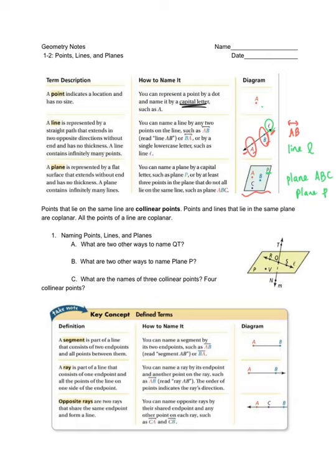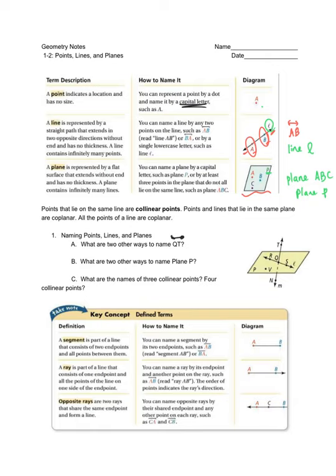It says, what are 2 other ways to name line QT? So let's go ahead and put our line above that. Okay, my computer won't do that, so we're going to put the line above it ourselves. It says, what are 2 other ways to name line QT, what are the names of 3 collinear points and 4 collinear points? So, number 1A, what are 2 other ways to name line QT?